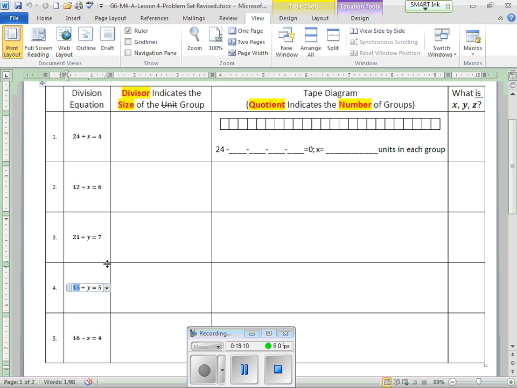I also made the boxes a lot bigger for you to work in. So if you decide to print this out that I emailed home, you could do that. And I even did the first tape diagram of 24 for you. I drew the boxes for you and set up so you know what to write. Also take a moment right now and on your problem set, fix the headings.